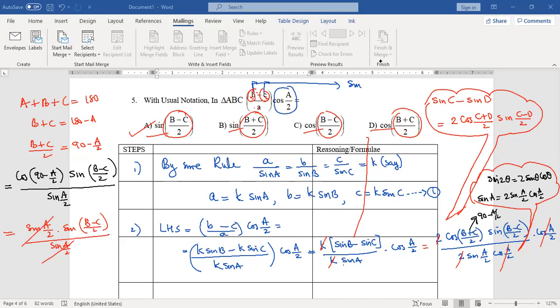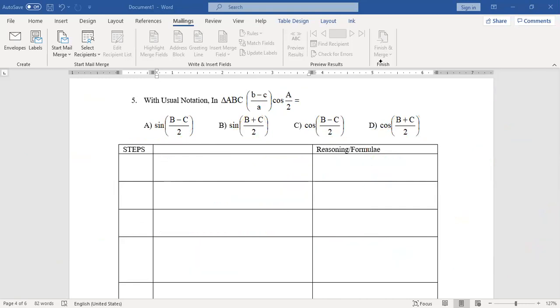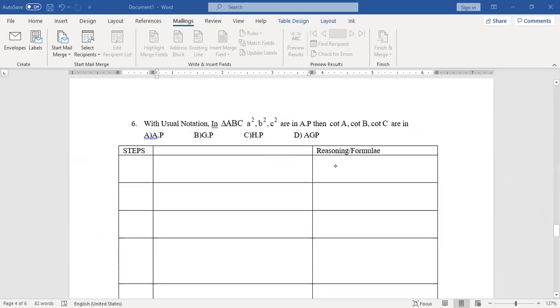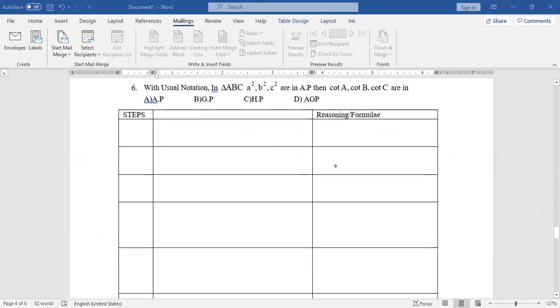Everybody clear? Yes, sir. Can I remove it from the board? Okay, now go for the next problem. This is a very interesting problem.